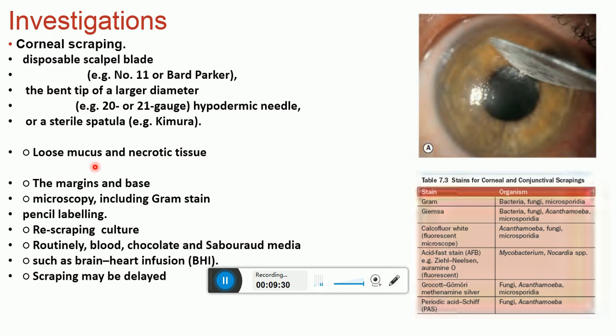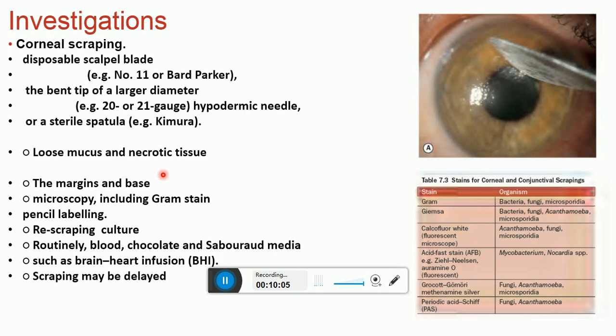Alternatively, a fresh scalpel blade or needle can be used for each pass. Calcium alginate swabs may also be satisfactory. Loose mucus and necrotic tissues should be removed from the surface of the ulcer prior to scraping. The margins and base, except if very thin, the margin and base of the lesion are scraped.